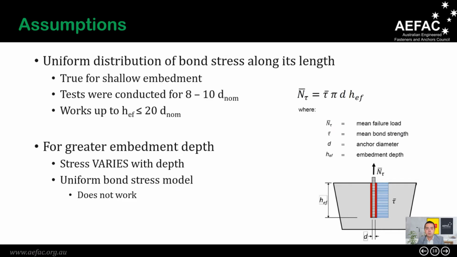And this uniform bond stress model is true for shallow embedment depth. It has been tested extensively for 8 to 10 times the diameter of the anchor, and it has been proved to work well if effective depth is less than 20 times the nominal diameter of the anchor. And this is the exact reason why there is a limit in the maximum embedment depth in the standard AS 5216. As you might expect, this uniform bond stress model does not apply to the anchor with deep embedment.